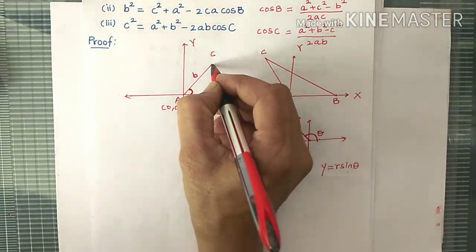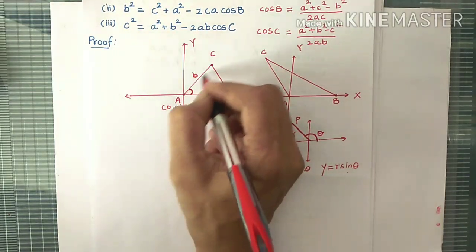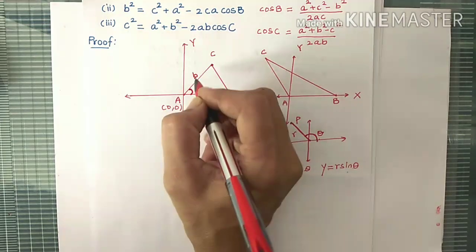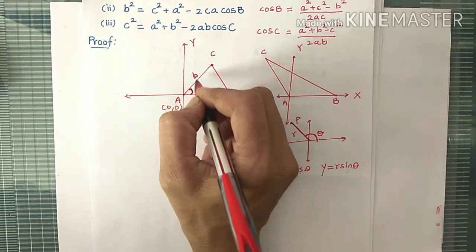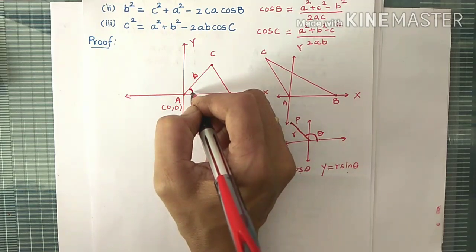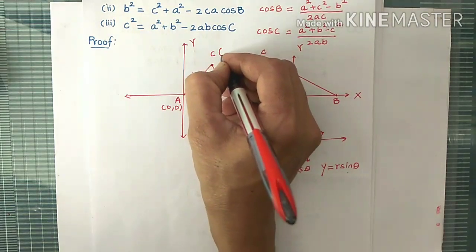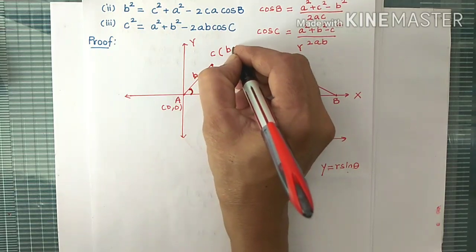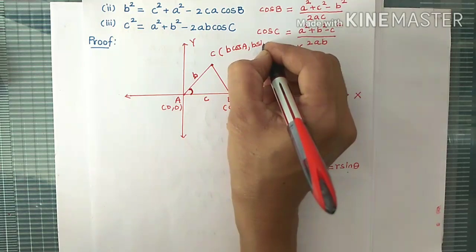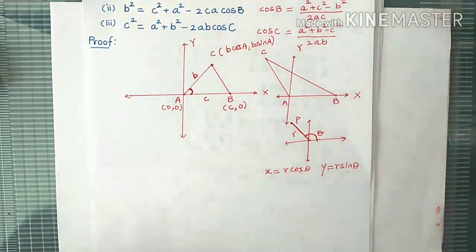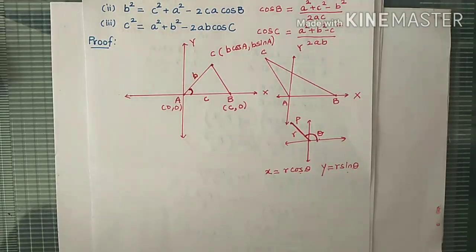Now to find coordinates of C, we need length AC and that is b and angle is A. So r is replaced by b and theta is replaced by A. So coordinates of C become b cos A, b sin A. Okay. So using polar coordinates, find coordinates of C. So now we have coordinates of C as b cos A, b sin A.